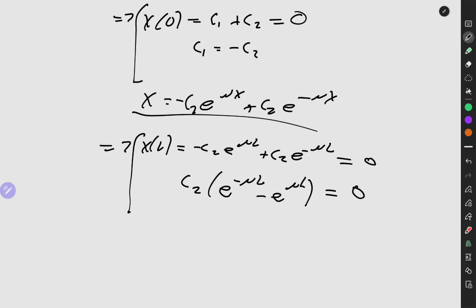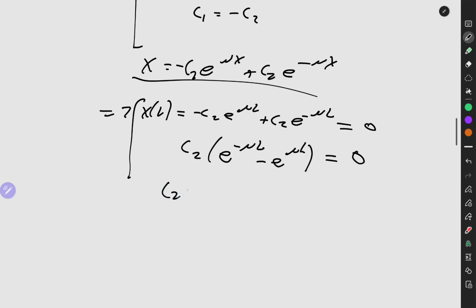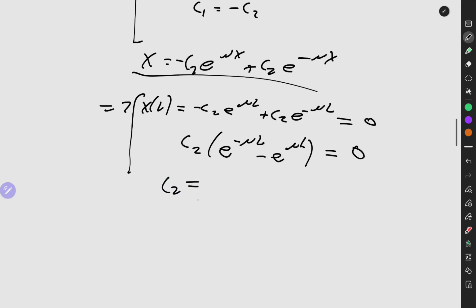Well, first of all, what we're going to do is look at this part. So we know two things here. We know that C2 could be 0, but C2 can also be something else. C2 can be any value. It's arbitrary, right? So really, that part doesn't matter. So we shouldn't really look at this part. We should just ignore C2 for now.